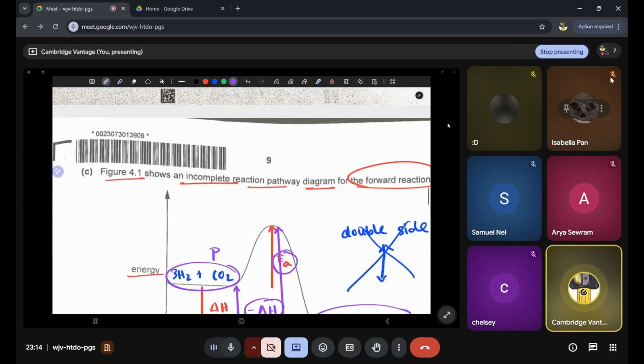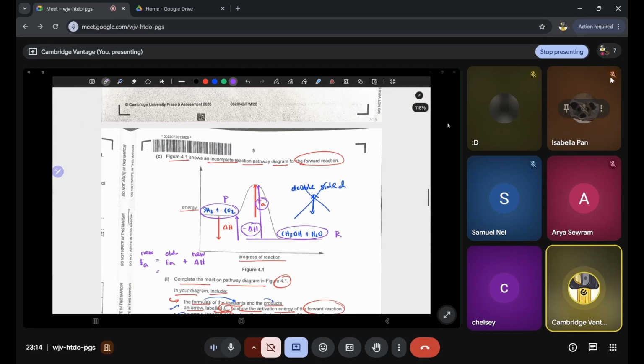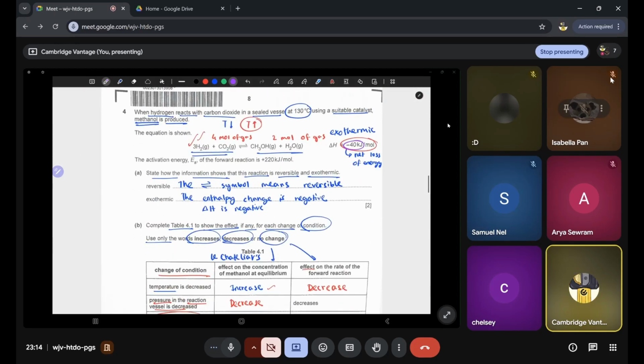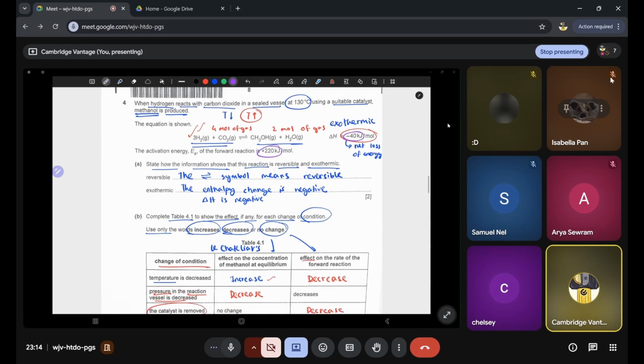So the old activation energy, if you were to look, was 220 kilojoule per mole.